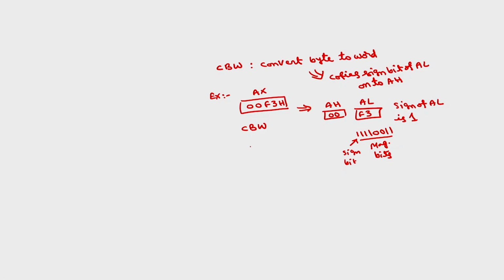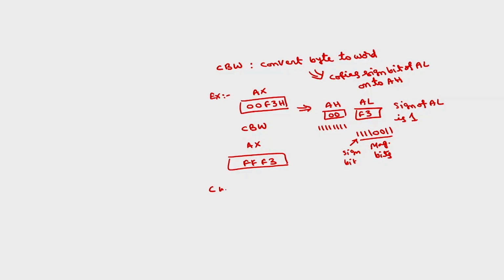So AH now becomes FF, AL stays F3. This sign bit will be copied onto AH, which was initially 00, so it is filled with 8 ones, which is nothing but FF. So to copy the sign bit of AL onto AH, we will use CBW. Similarly, if you want to extend the sign bit of AX onto DX, we will use CWD, convert word to double word.